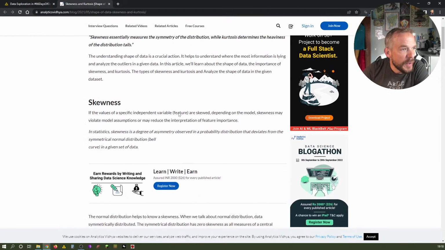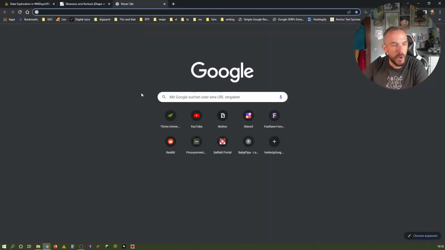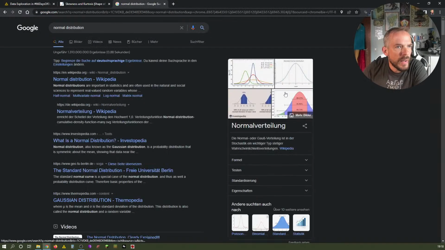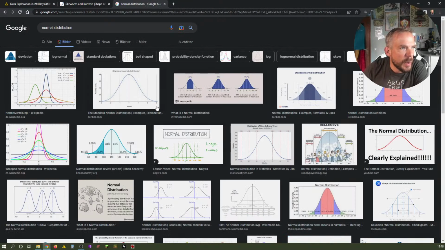Skewness is basically a degree of asymmetry observed in a probability distribution that deviates from the symmetrical normal distribution. If we look up normal distribution in Google Images, this is a standard normal distribution. This bell-shaped curve is something you hear quite a lot, and you see it in all kinds of things when you're talking about people adopting technologies: early adopters, late adopters, the big group, and all this kind of thing. That's normal distribution.